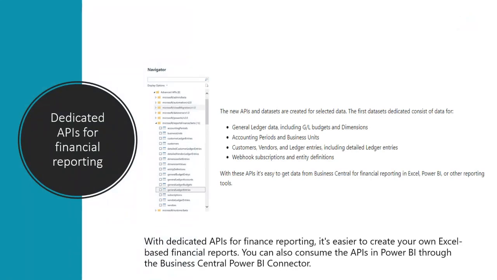With dedicated APIs for financial reporting, it's easy to create your own Excel-based financial reports. You can also consume the APIs in Power BI through the Business Central Power BI connector. The new APIs and data sets are created for selected data. The first data set consists of general ledger data, including GL budgets and dimensions, accounting periods and business units, customer, vendor, and ledger entries, including detailed ledger entries, webhook subscriptions, and entity definitions. So with these APIs, it's easy to get data from Business Central.